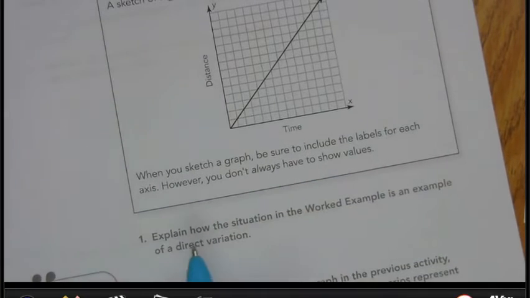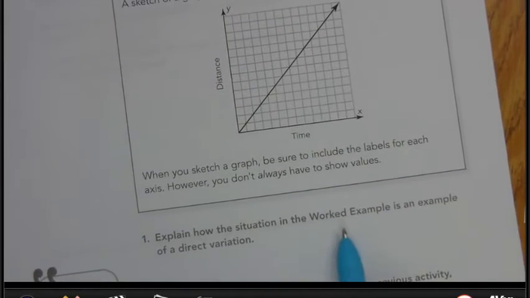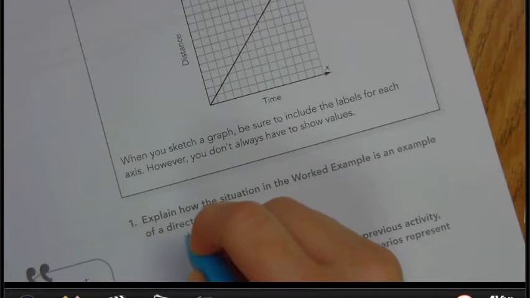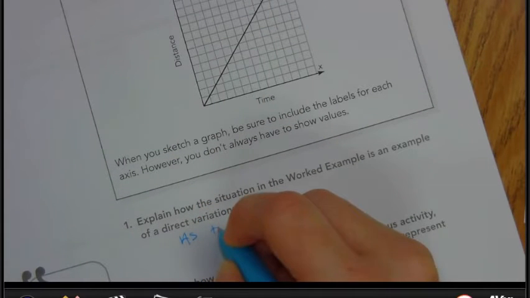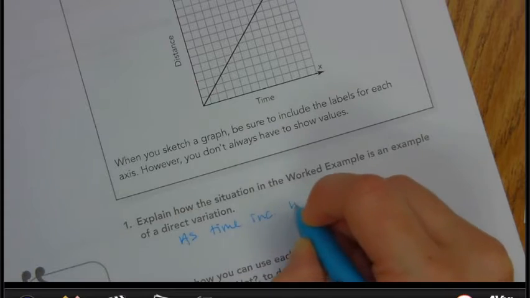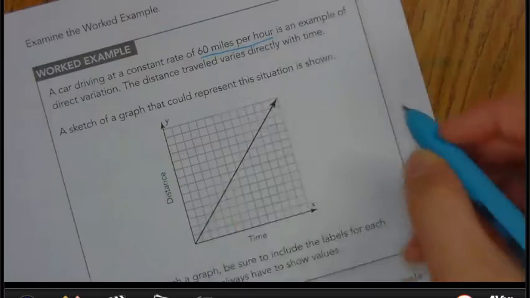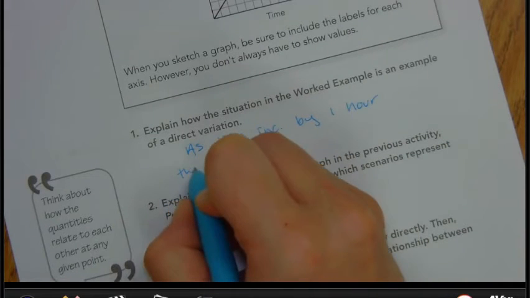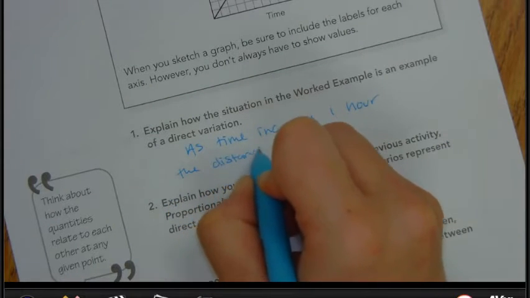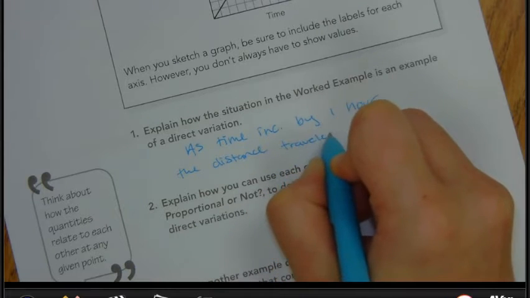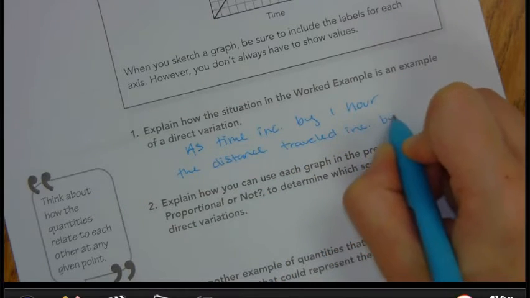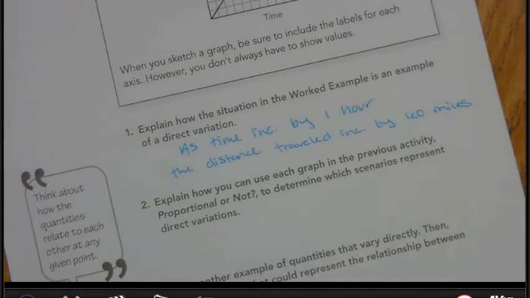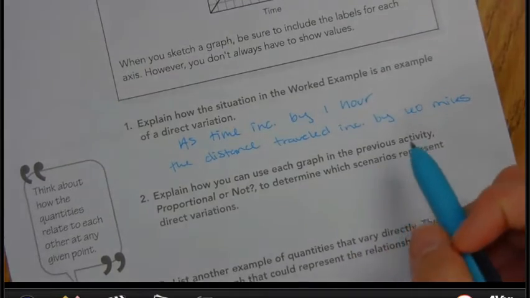All right. So number 1, explain how the situation in the worked example is an example of direct variation. Well, it's the same thing as my bamboo. As my time increases by 1 hour, because I learned that up here, so 1 hour, 60 miles, the distance traveled increases by 60 miles. Okay, the distance traveled increases by 60 miles.